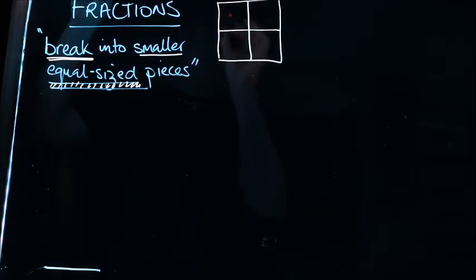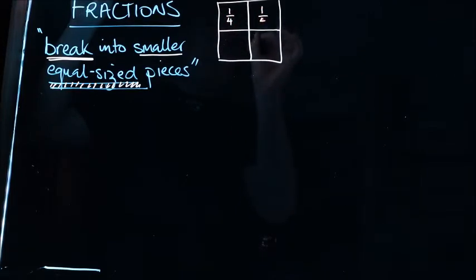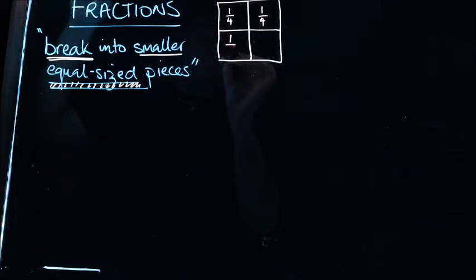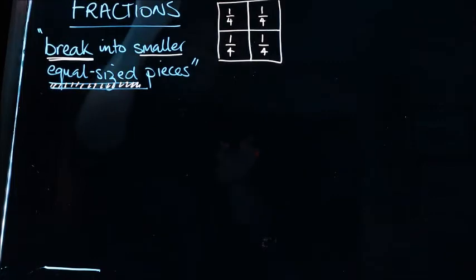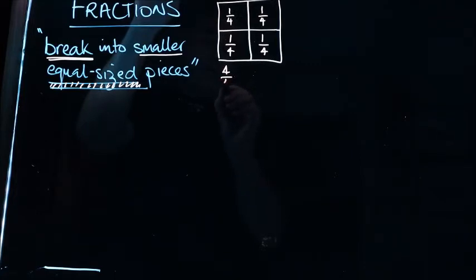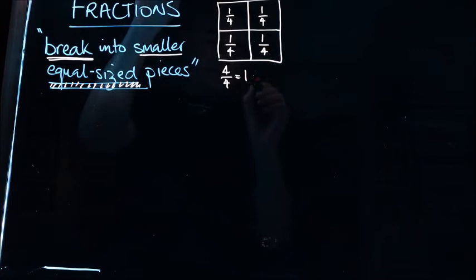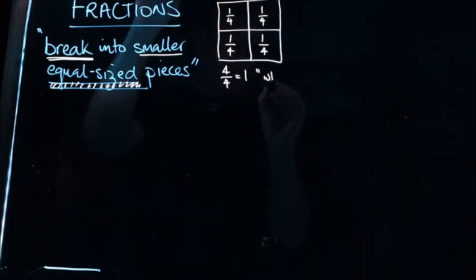We folded that paper into quarters, so each little square can be represented this way. We would say 1/4. Okay, we've got 4 quarters, so we can represent that as 4/4, and that's equal to 1. We call that the whole. Okay, putting it all back together, if you like.